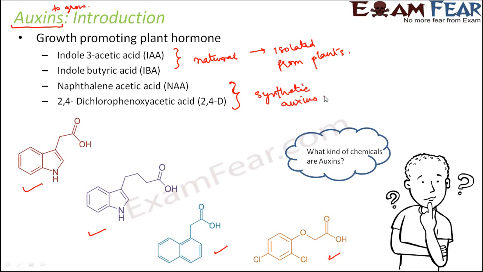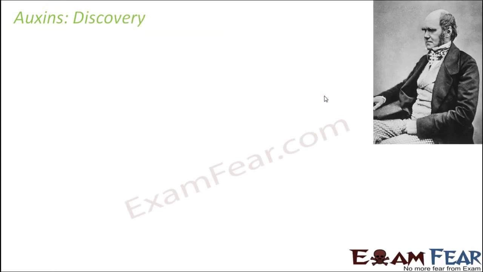Why do we need to prepare auxins artificially? That you will get to know when you know the uses of auxins. Since they are so useful, in order to use them for agricultural purposes, they are prepared artificially, and then they are known as synthetic auxins. Okay. So we will now talk about the discovery of auxins.